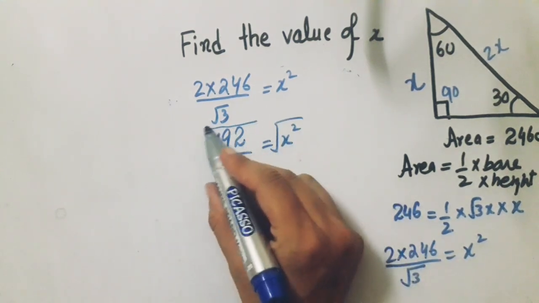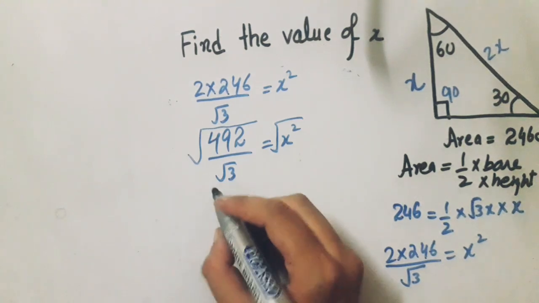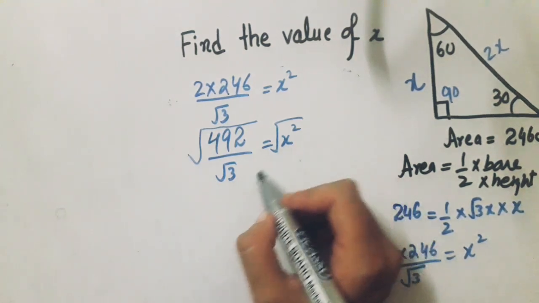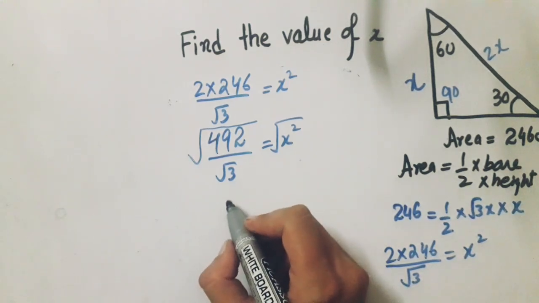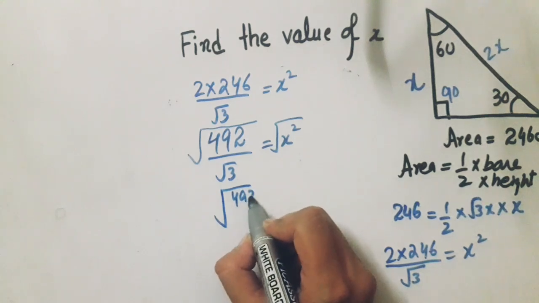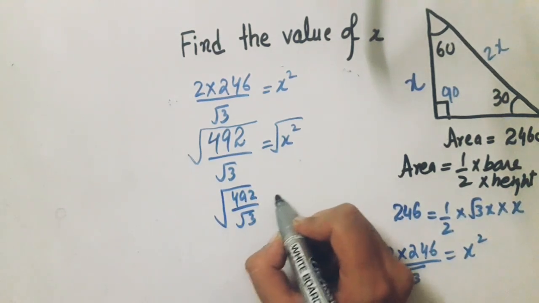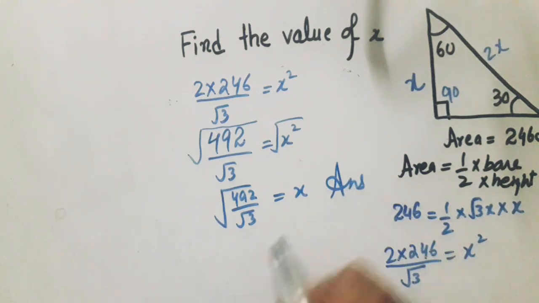So by taking the square root on both sides, we will get the value square root 492 by square root 3. This is the value of x. This is the final answer.